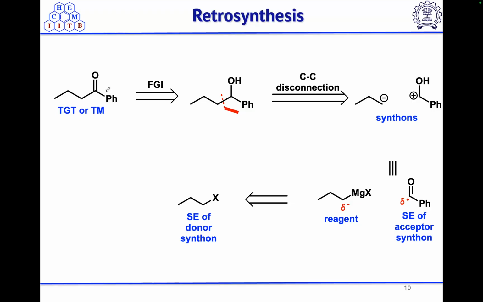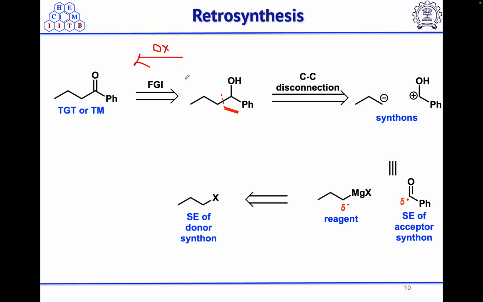No, not the first C-C disconnection approach. First, we will see the functional group interconversion. It has this carbonyl group, so we can think about this alcohol. In forward synthesis, if you do oxidation of this alcohol, you can get the carbonyl compound. This is the functional group interconversion.